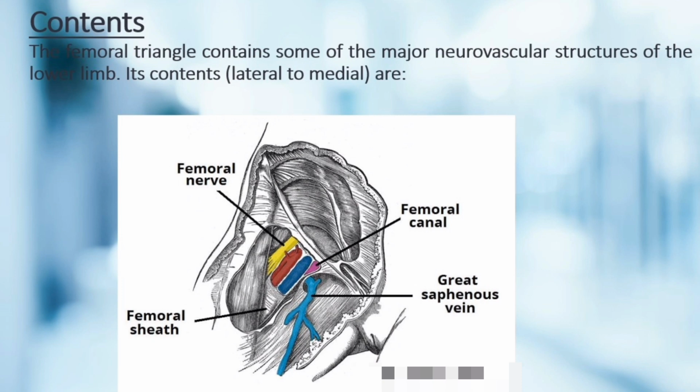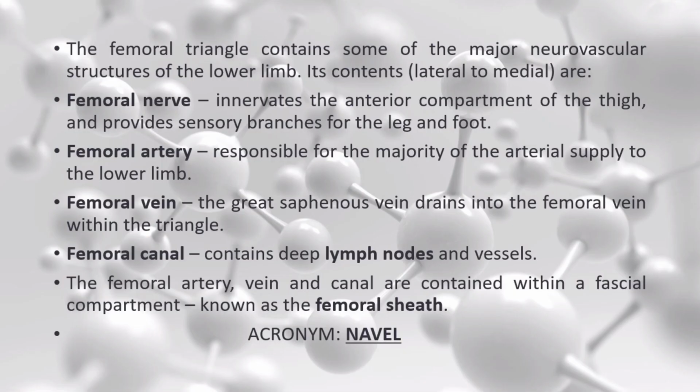Its contents, lateral to medial, are: femoral nerve, which innervates the anterior compartment of the thigh and provides sensory branches for the leg and foot. Femoral artery, responsible for the majority of the arterial supply to the lower limb. Femoral vein, into which the great saphenous vein drains within the triangle. Femoral canal, which contains deep lymph nodes and vessels. The femoral artery, vein and canal are contained within a fascial compartment, known as the femoral sheath.